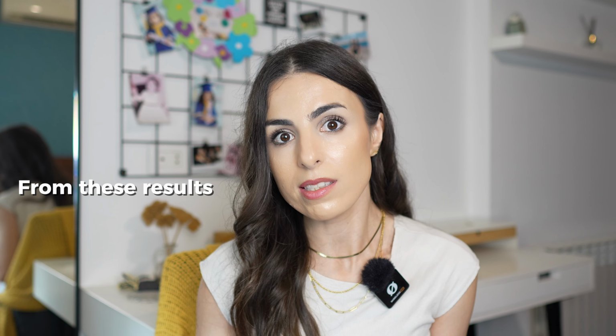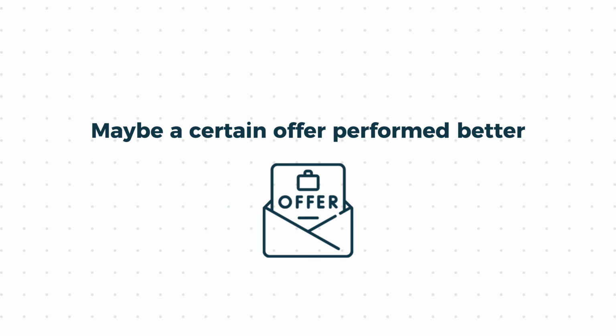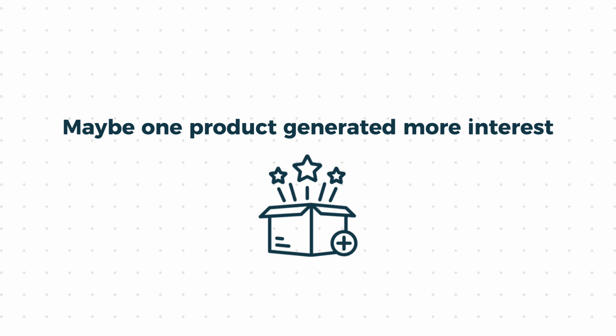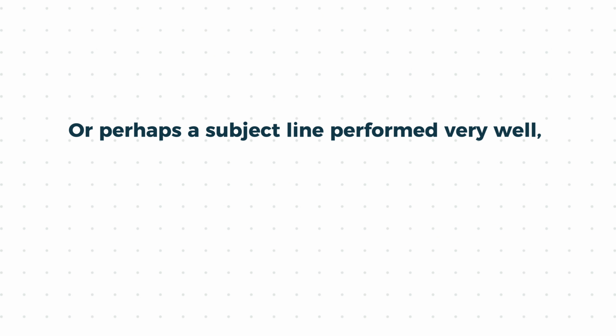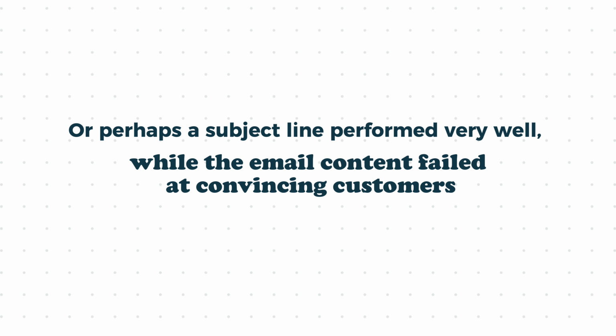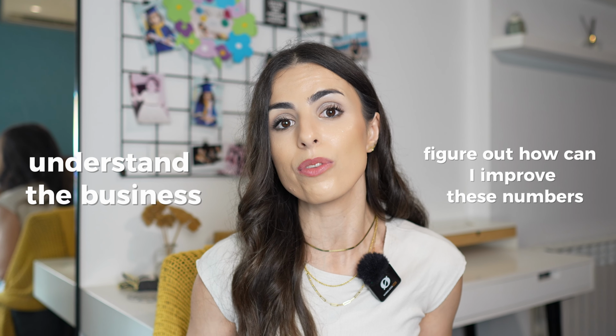And from these results, I can start identifying patterns. Maybe a certain offer performed better. Maybe one product generated more interest. Maybe emails sent at a particular time performed better. Or perhaps a subject line performed very well while the email content failed at convincing customers to purchase or to click. ChatGPT gives me a very strong starting point, but I still need to understand the business and figure out how I can improve these numbers.